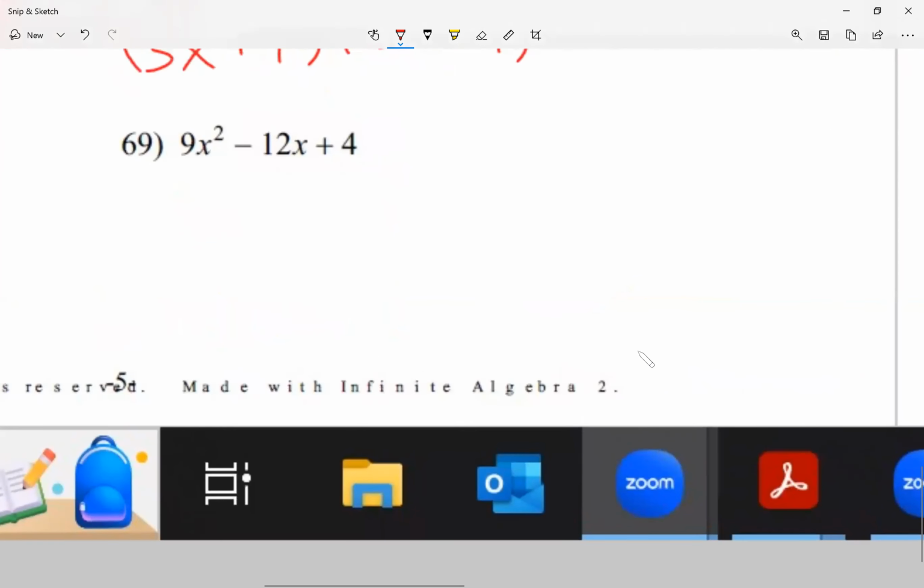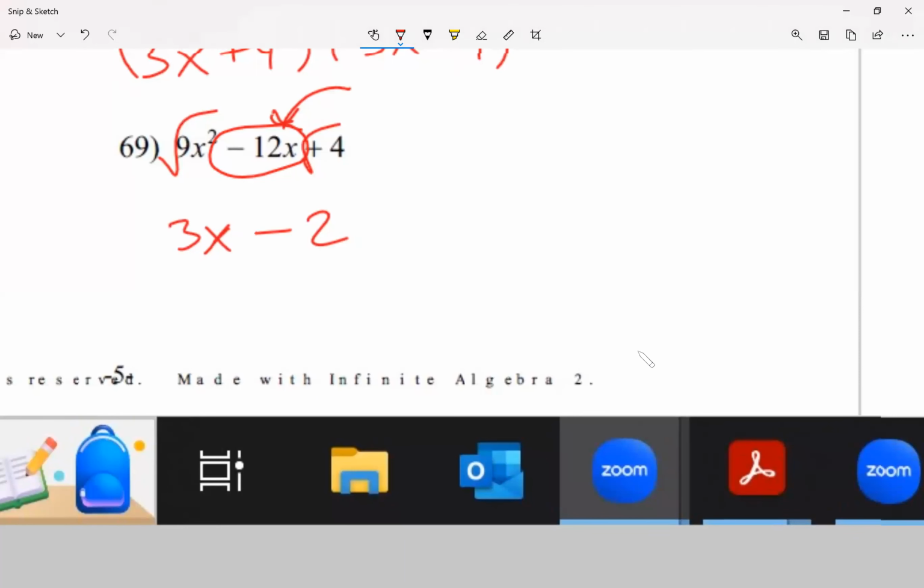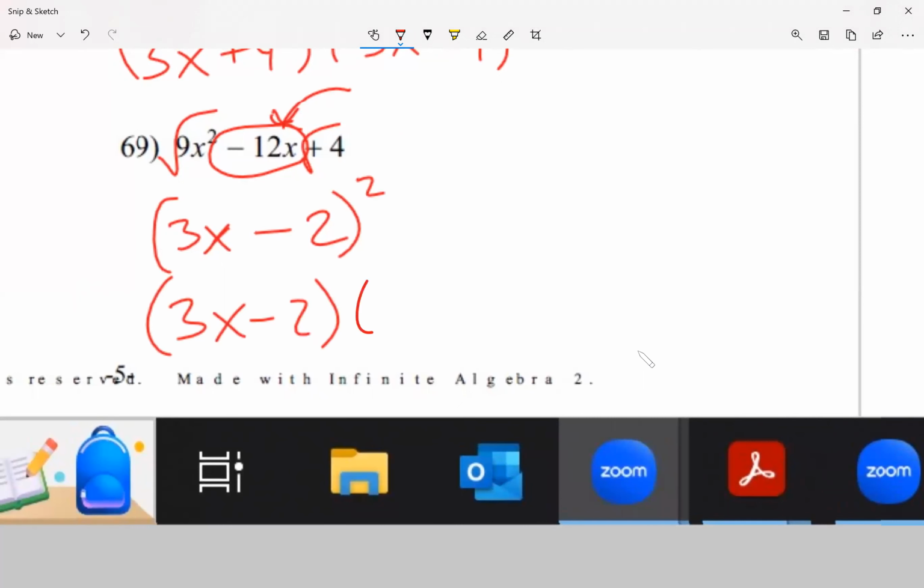Let's take a look at question number 69. Let me get the square root of each to see if it's a special case. 9x squared, the square root of that is 3x. And then the square root of 4 is 2, right? I'm getting the square roots. 3x times 2 is 6x, which is half of 12x. Okay, so it is a special case because my middle term has a minus sign. I'm going to respect this, and I'm going to get 3x minus 2 twice. So when I type this, let me go 3x minus 2 and 3x minus 2, right? Twice.